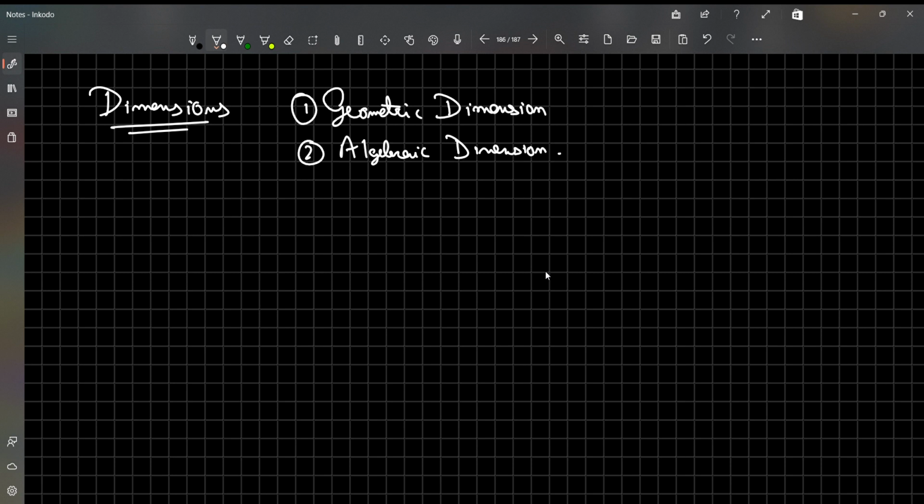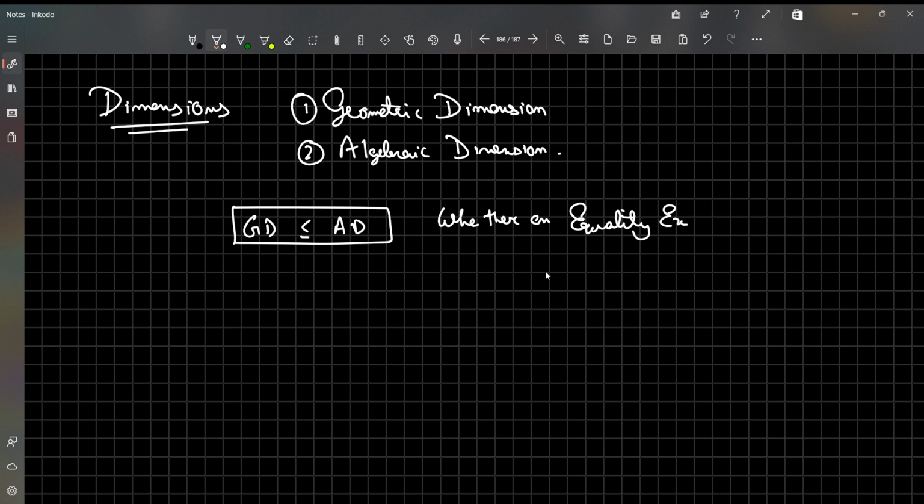We had concluded that the geometric dimension is always less than or equal to the algebraic dimension, and the question we wanted to solve was whether an equality exists or not. Now, when can an equality exist?